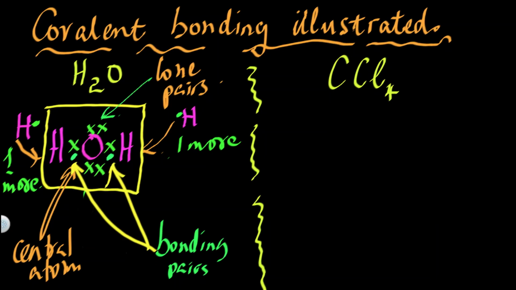So I'm going to write carbon here in the middle. It is in group 4, so it has 4 valence electrons. So this is 1, 2, 3, 4 valence electrons for carbon. Now, chlorine is in group 7. I'm just going to draw a chlorine atom here. So we've got Cl. It is in group 7, so it has 7 valence electrons.